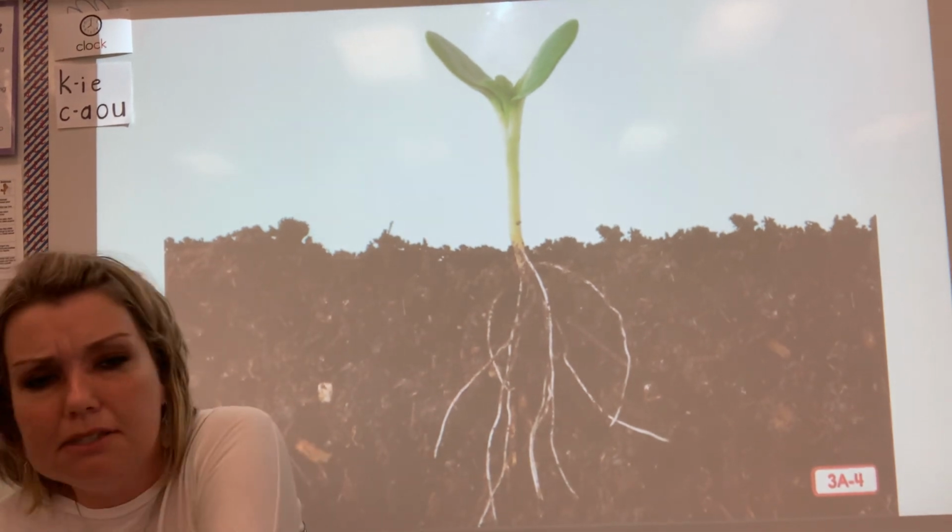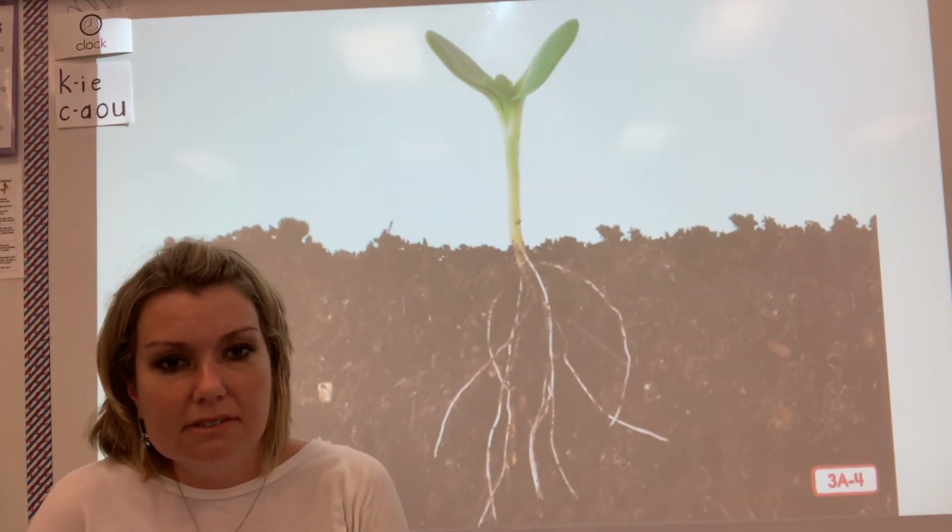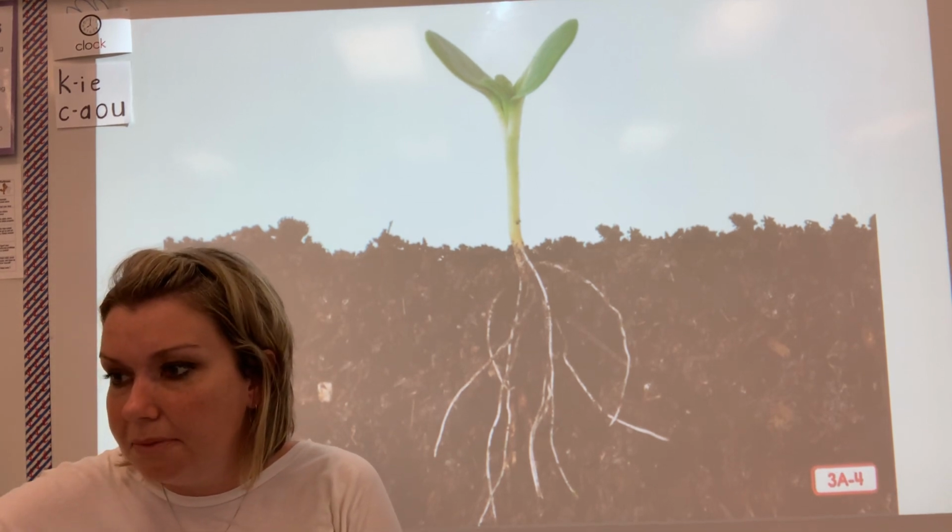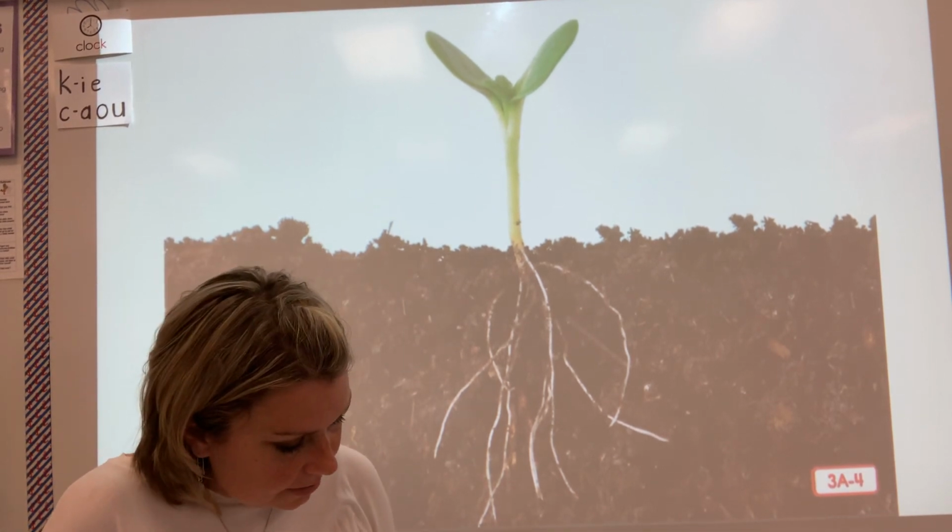Does it have the blossom yet? Not yet. No, it doesn't have the blossom yet. Okay.